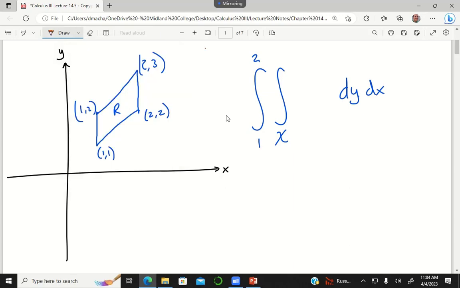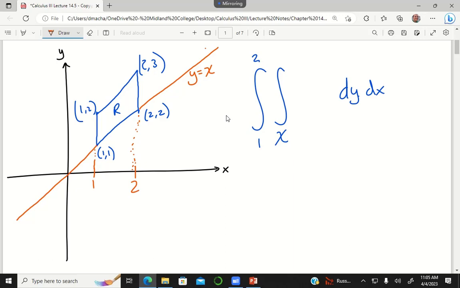And I say that because the lower bound of this trapezoid here is the line y equals x. Does that make sense? Yeah, because the lowest value of x in my region is 1, and the highest value of x is 2. Okay.